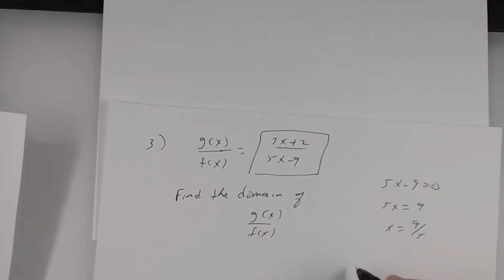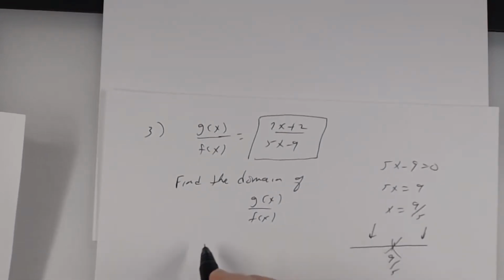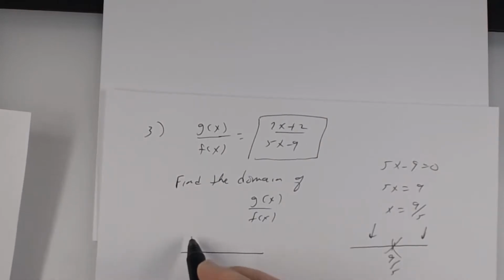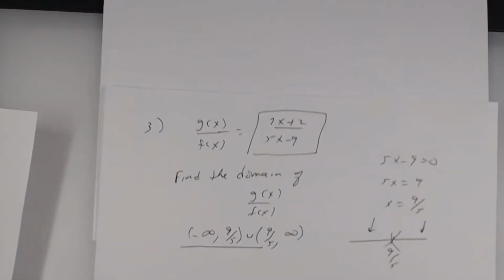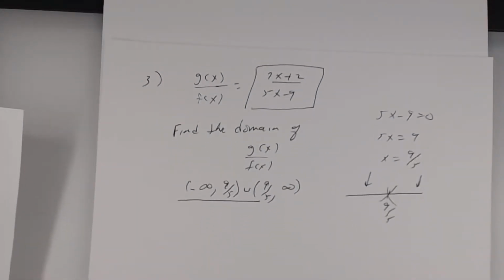Positive 9/5. So remember what we did was we put that on a number line, and we crossed it out, and so you're going to end up with how many intervals? 2. And so your answer would be negative infinity to 9/5 union 9/5 to infinity. Okay? And we don't use brackets because if you use brackets, it means that you can include 9/5. But remember, 9/5 is not part of the domain, because we're talking about domain here.